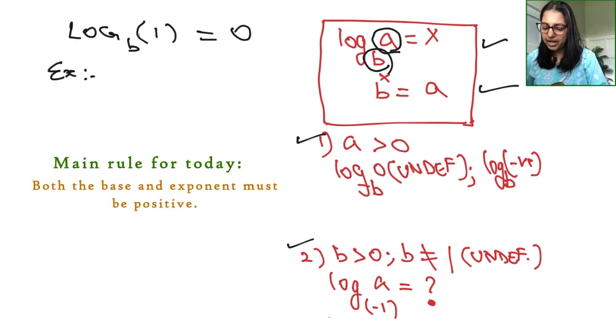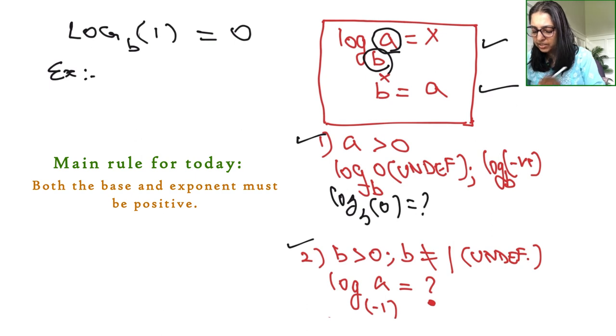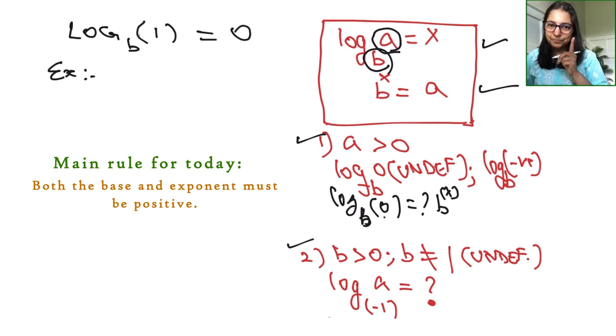Now, for the number a, for example, let's say you were trying to figure out log of 0 to any number base. You would be asking, what exponent are we raising this base number b to get 0 as an answer? So that kind of a condition does not exist.